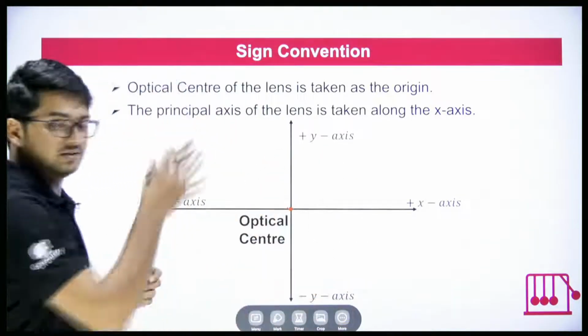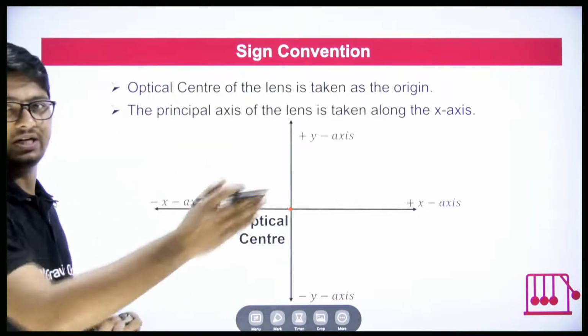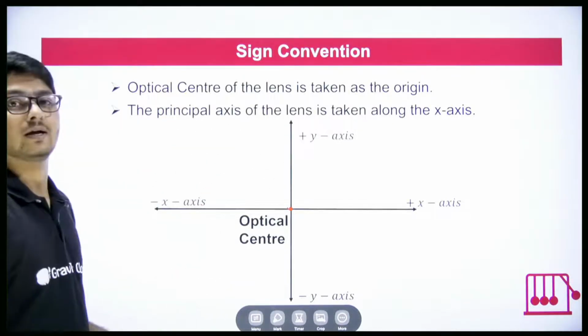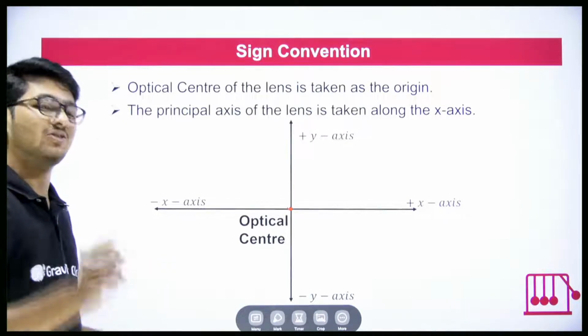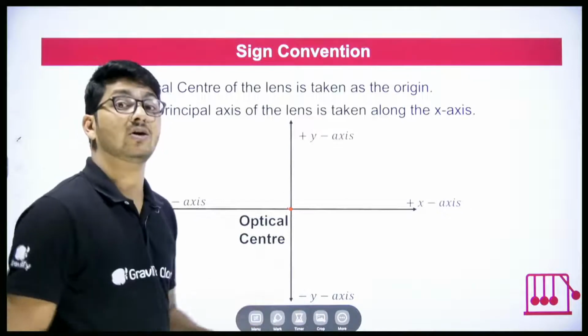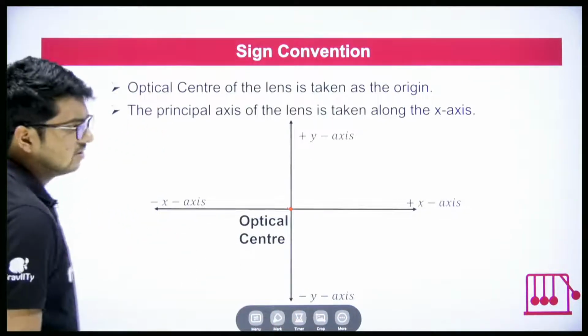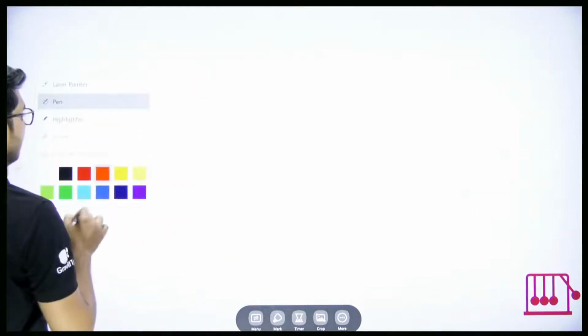But when it comes to a lens, there's a different rule for choosing the direction of the positive axis. What is that? That depends on the direction of the incident ray. The positive direction will depend on the direction of the incident ray. I'll go into all of them, don't worry. So here, I'll just take a simple lens.